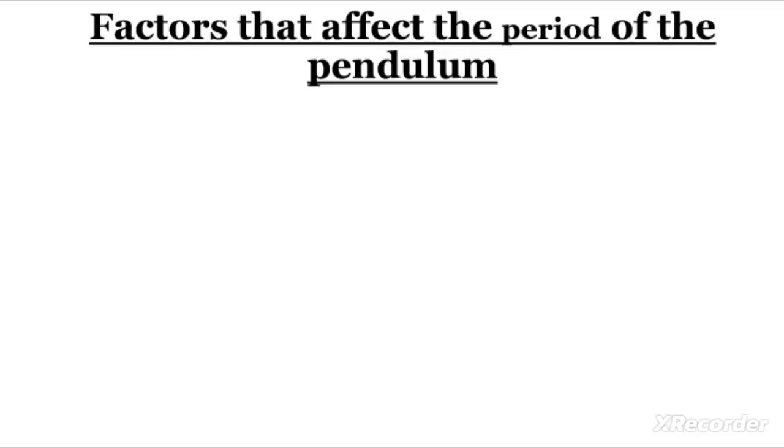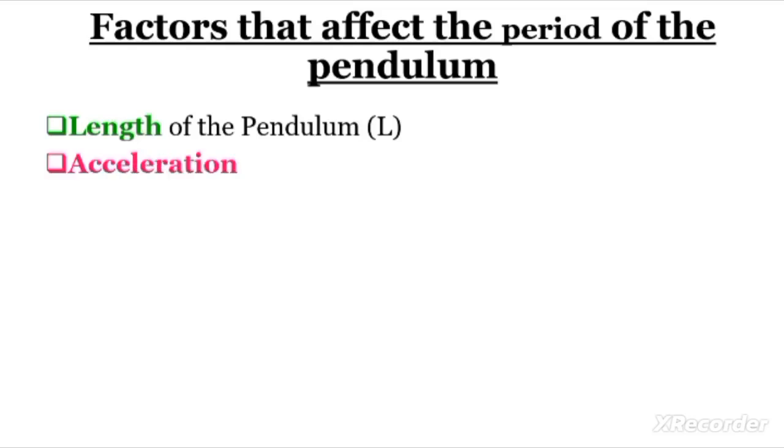Okay, so the first thing that we are going to do is to look at the factors that affect the period of the pendulum. The first factor that we are going to look at is the length. The longer the length, the longer the period it will take to make a complete oscillation. So we have seen that the length of the pendulum affects the period of the simple pendulum.